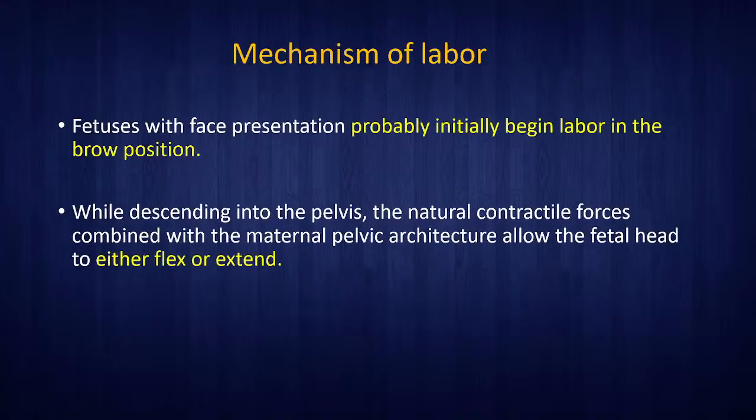So, mechanism of labor: a fetus with face presentation usually initially begins labor in the brow presentation. Usually it is not so much extended. Face presentation is the complete extension position like this. But in the initial part of labor, it is usually in the brow presentation. Once the uterine contraction starts, it becomes more extended to become the face presentation.